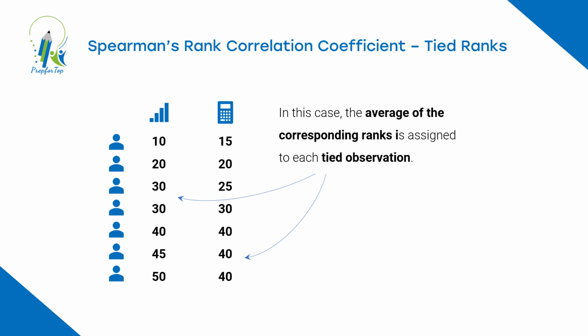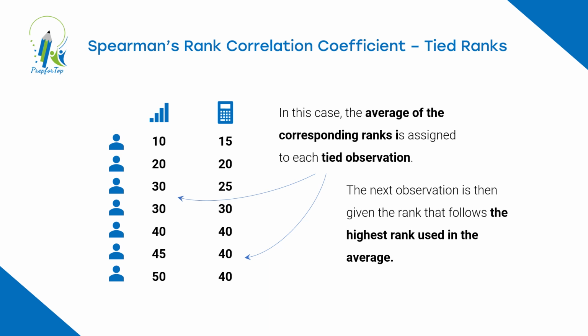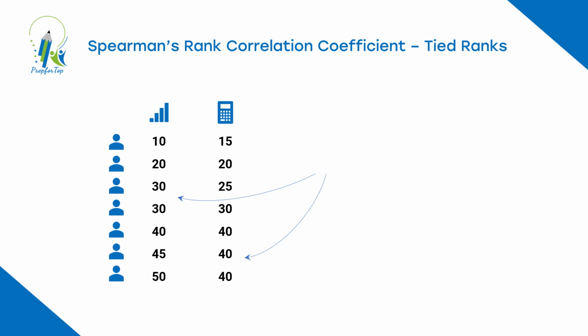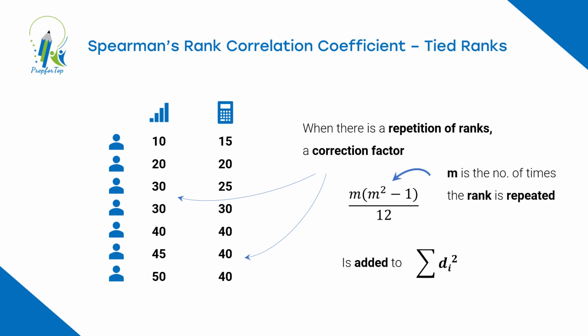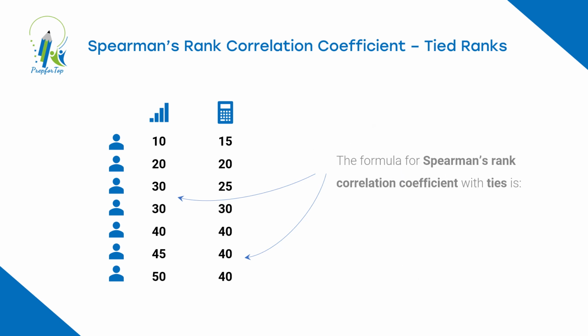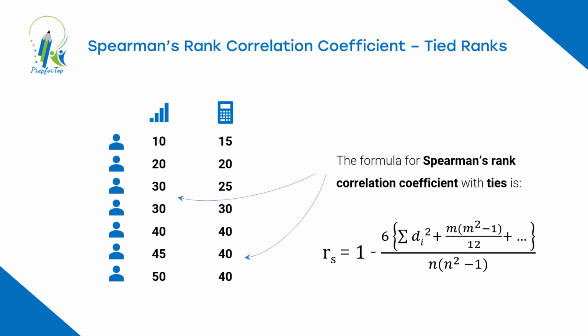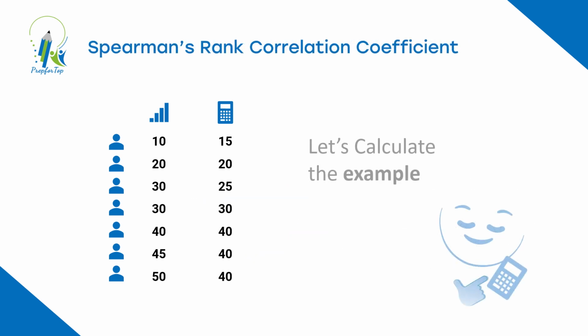In such cases, the average of the corresponding ranks is assigned to each tied observation. The next observation is then given the rank that follows the highest rank used in the average. When ranks are repeated, a correction factor, m(m²-1)/12, is added to ΣD², where m is the number of times a rank is repeated. The formula for Spearman's rank correlation coefficient with ties is shown. Let's calculate the example.